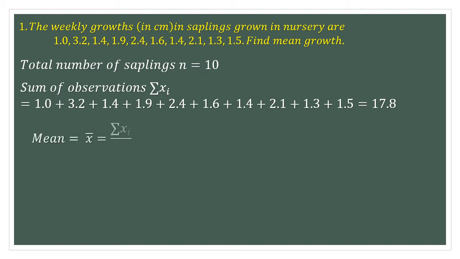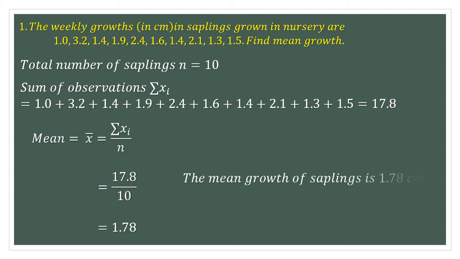Next step is to calculate mean. The formula here is very simple. X bar is equal to summation xi upon n, that is total of all the observations 17.8 divided by number of observations 10. So our answer here will be 1.78. Thus the mean growth of saplings is 1.78 centimeters. Okay, it's very simple, the easiest of the types of calculating mean. You have already done this so many times in 10th, and I have also taught this in here.